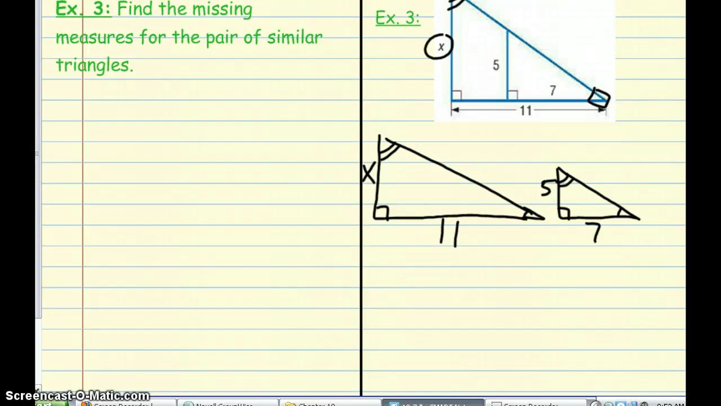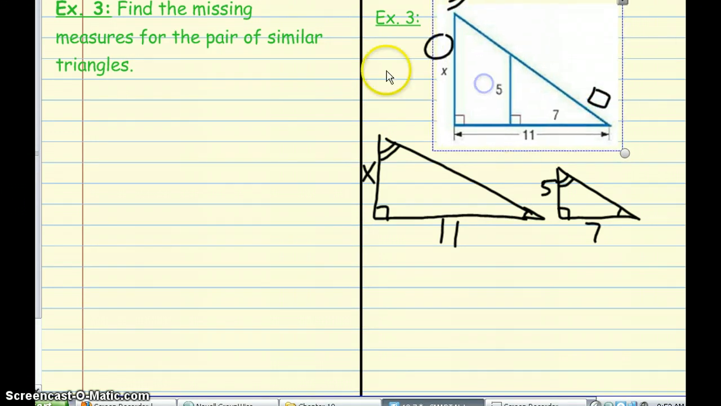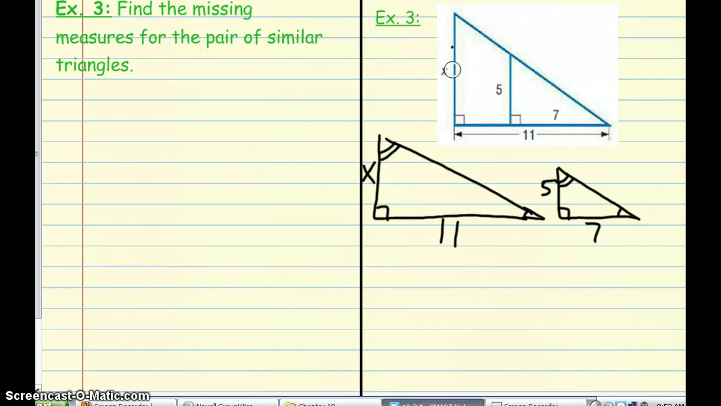Alright, because of this, and we know that these two triangles are similar, what we're going to do is set up ratios. Sorry about that, I'm going to move this so we can see it a little bit better. We're going to set up these ratios, or these proportions that we just talked about with the last example, and find what this missing value is.